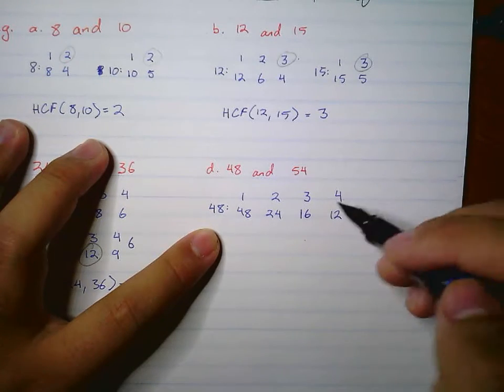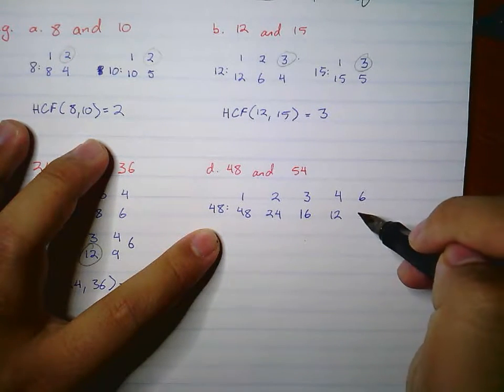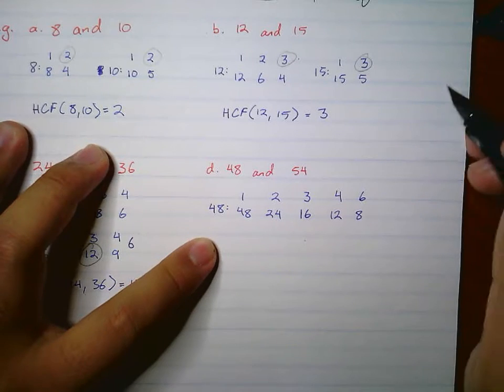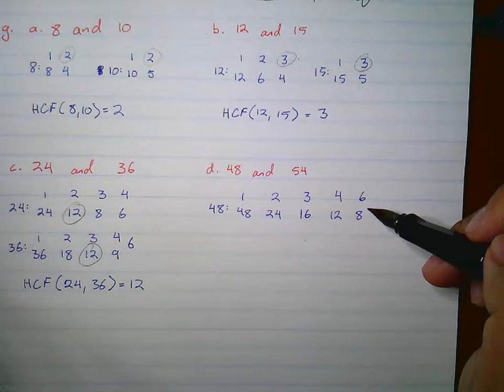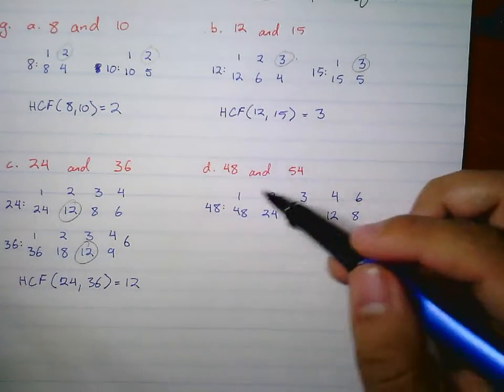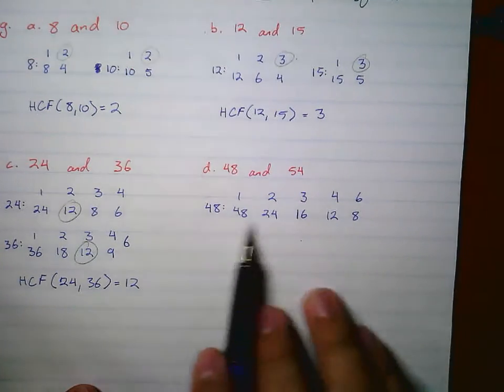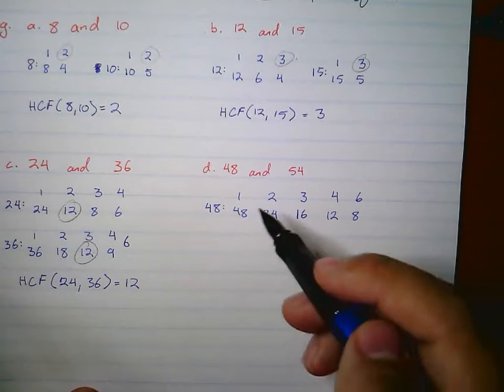6 times 8 is 48. And 7 doesn't work because 7 times 7 is 49. So here are all our factors of 48.